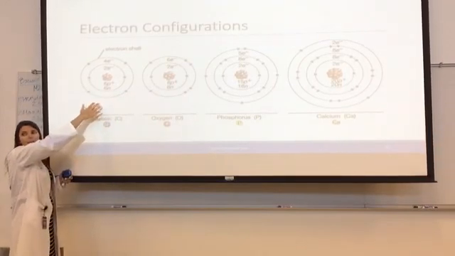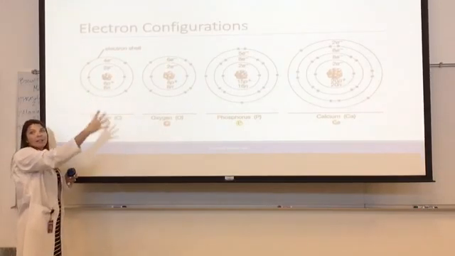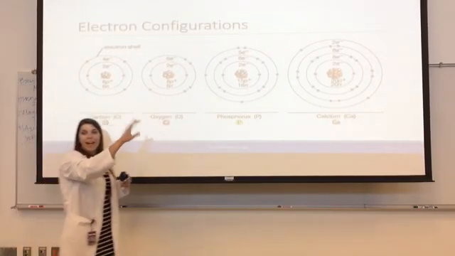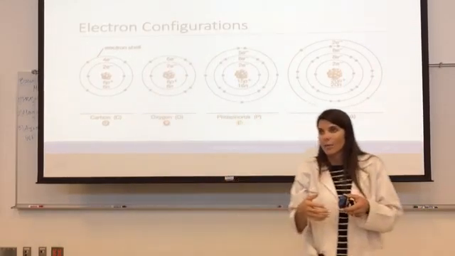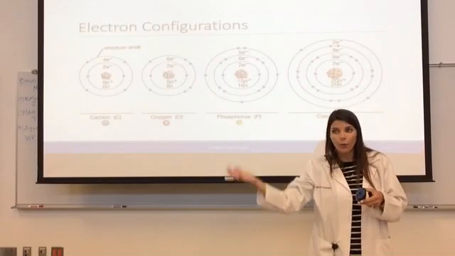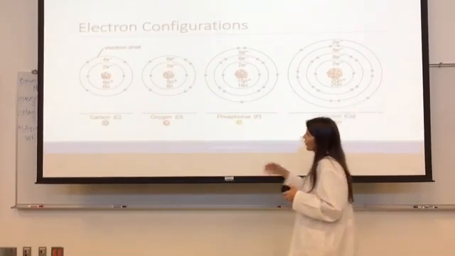Is this balanced? Why is it not? The outer shell only has 4, and it needs 8. So carbon is a very versatile atom. Okay, so it can either get rid of 4 or it can bring on 4. And we'll talk about that as we get a little bit further.